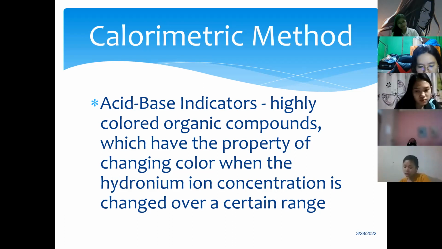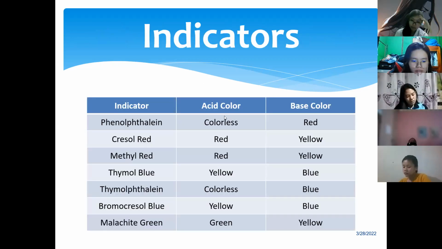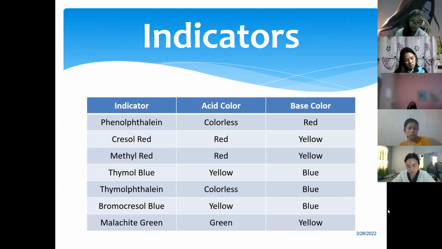That will actually be our next face-to-face laboratory activity. It will be in the finals. You will all be asked to do titration. So you are going to use, of course, an acid-base indicator so that you will see the change in colors. So these are the examples of the indicators. Again, these are chemical substances that change color depending on the environment.